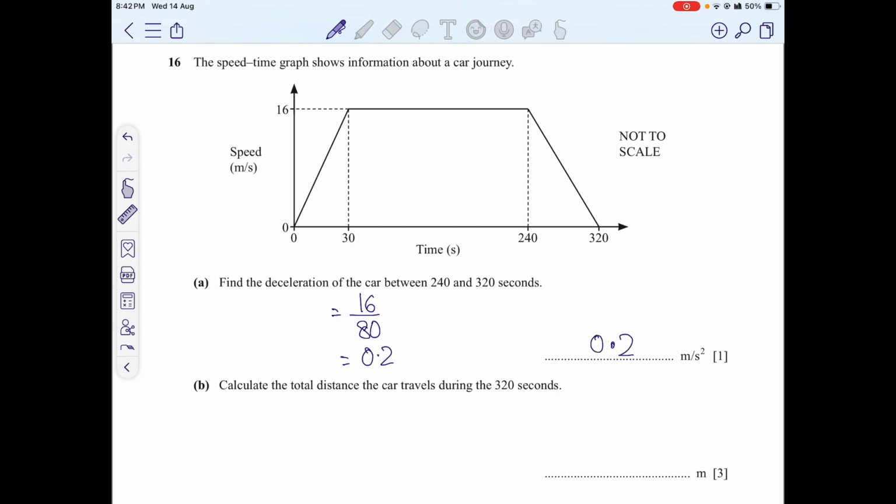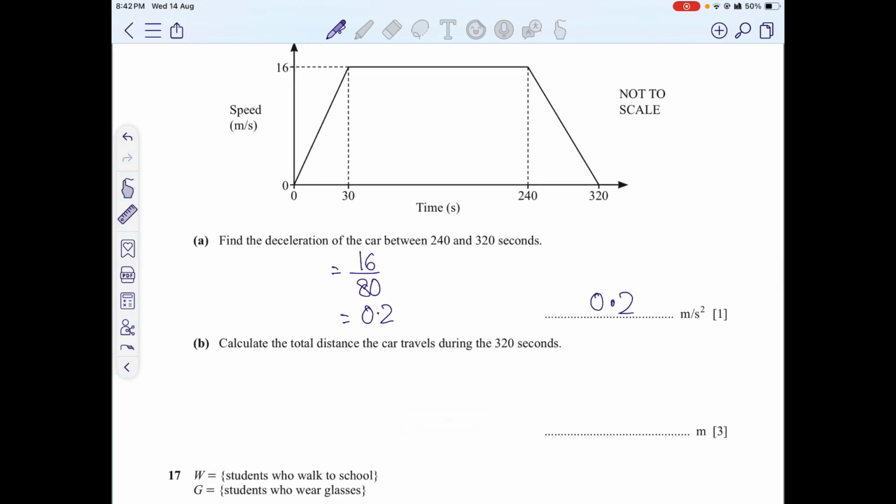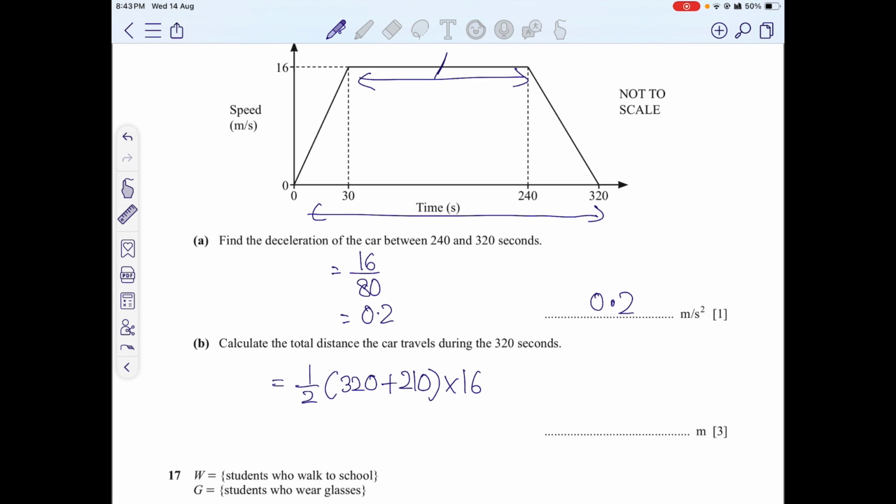Calculate the total distance traveled. Total distance traveled will just be the area under the graph. Since this is a trapezium shape, I can do 1 by 2 times the base, which is 320, and the top part, that is this part. The base is this part, like from here to here. The top is just this part, the parallel sides. That's 240 minus 30, that is 210, and times the height. The height is basically 16. When I use my calculator and do half times 320 plus 210 times 16, that gives me 4240 meters. So I would just put that 4240 meters here.